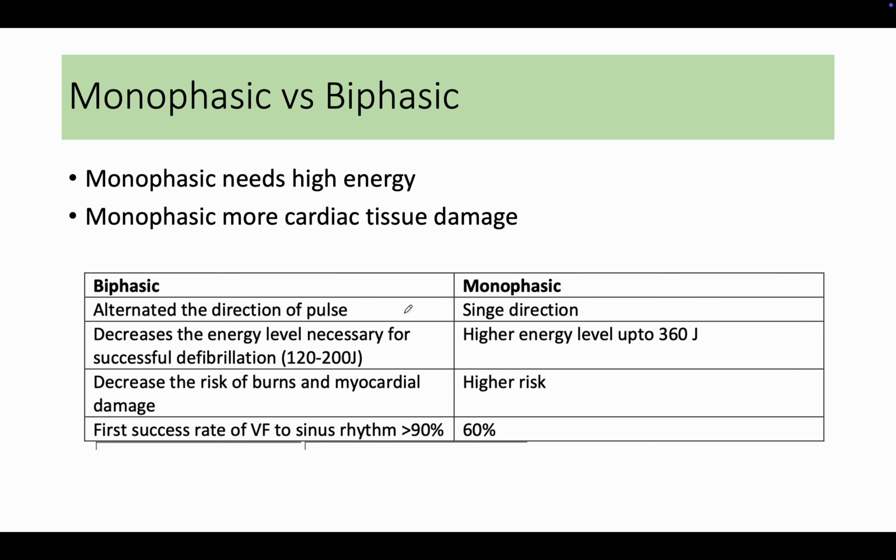So what is the difference between monophasic and biphasic defibrillators? Monophasic needs high energy, and monophasic leads to more cardiac tissue damage. In biphasic, the direction of the pulse is alternated; it goes in both directions, while monophasic goes in a single direction. If it goes in both directions, the energy level necessary for successful defibrillation decreases. In monophasic, higher energy has to be given, up to 360 joules. In biphasic there is a decreased risk of burns and myocardial damage.